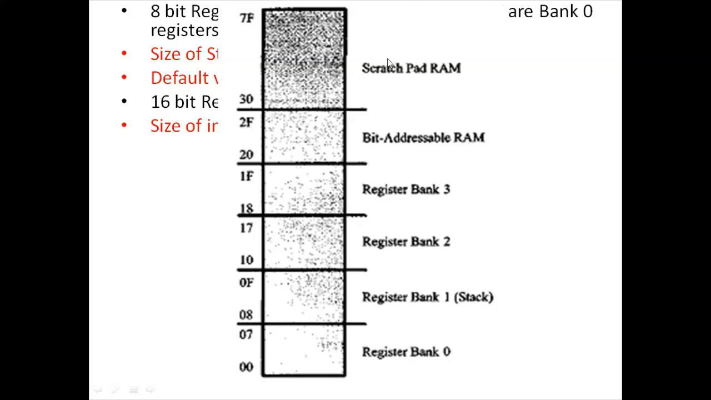So the last one is Scratchpad, that is general purpose RAM. What we do is read and write, just store data. The only thing you have to remember is these are register banks, this is bit addressable, and of course this is byte addressable.